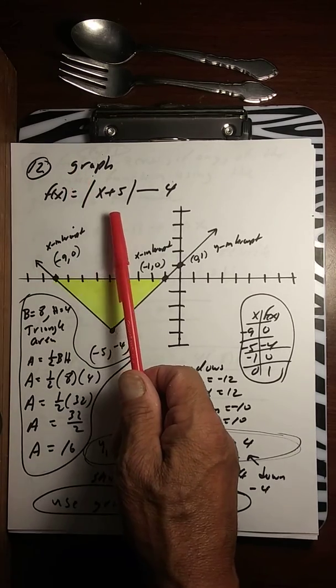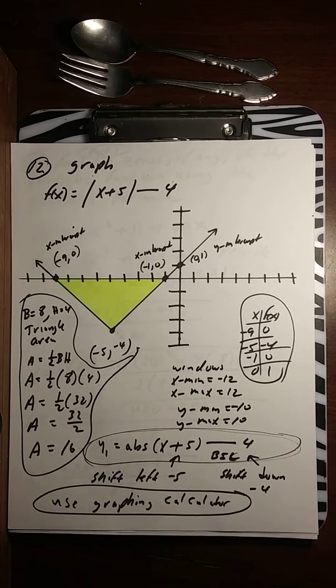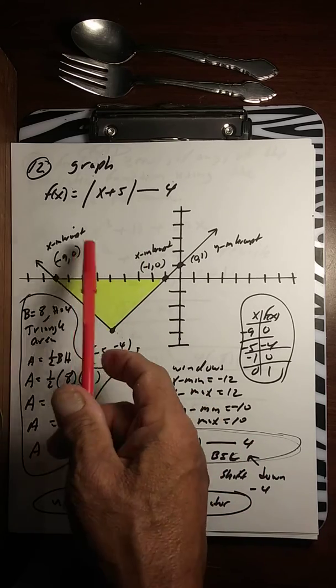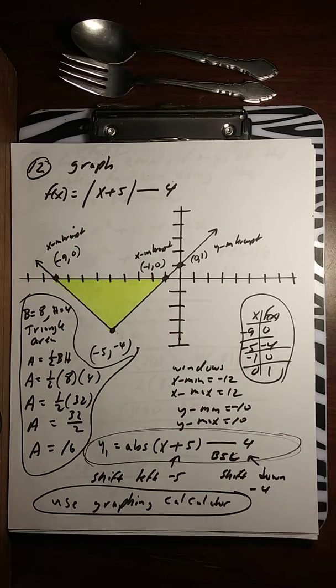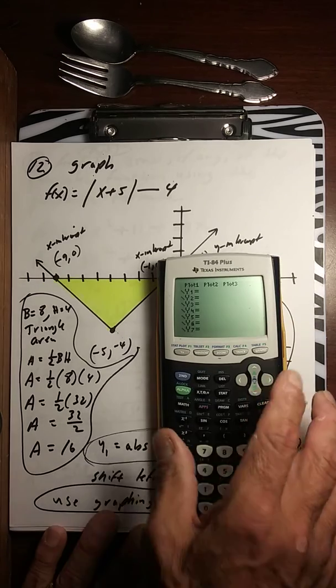F of x equals absolute value of x plus 5 minus 4. All right, so if you put it in the calculator, let's do that on the calculator. It's easier. Okay, and let me get my machine out.